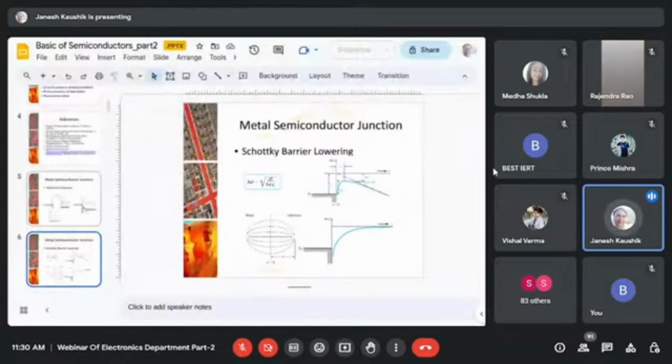That theory tells us, you might say, why the big deal, that delta phi is very small. It's not so small, because the currents are related exponentially to this delta phi. Any small change in this barrier height will drastically change your forward current, reverse current, and leakage current for the diode.